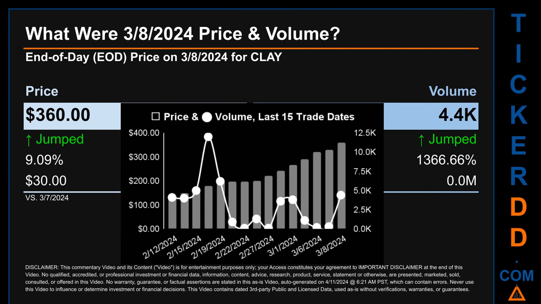The graph shows price and volume for the last 15 trade dates. Across a range of $224, the max and minimum end-of-day price were respectively $360 and $136. Volume saw a range of 11.9 thousand, from a day low of 0.1 thousand to a day high of 12,000.